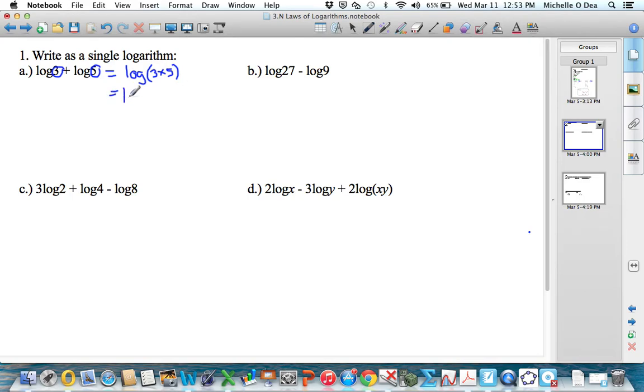And then of course just simplify that because that's easy. And so we have 3 times 5 is 15. And that's it. That's all you have to be able to do for the moment.